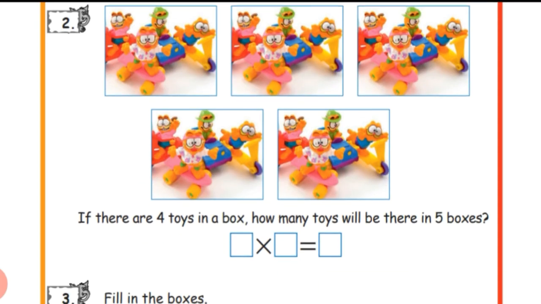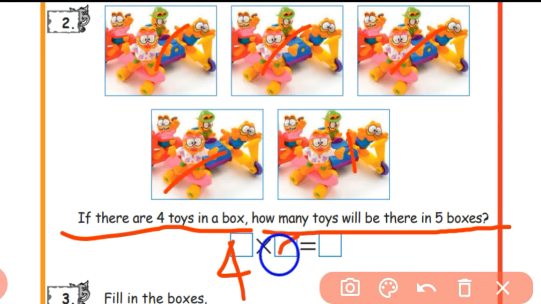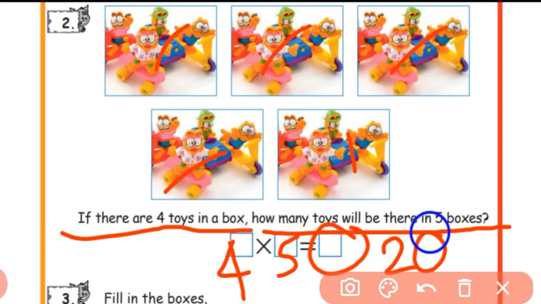If 4 toys in a box, how many toys will be there in 5 boxes? See, number of toys, each box 4 toys. So, number of groups, number of box 1, 2, 3, 4, 5. So, total number of toys is 4 into 5 is equal to 20.